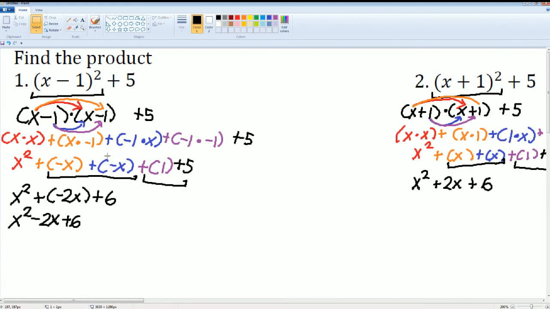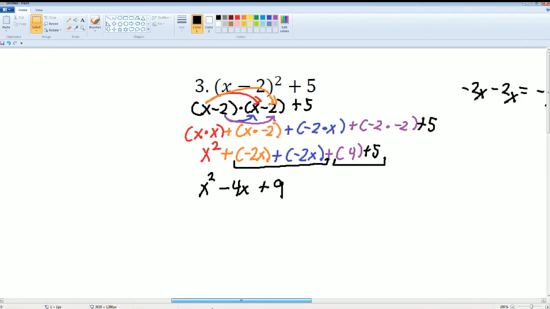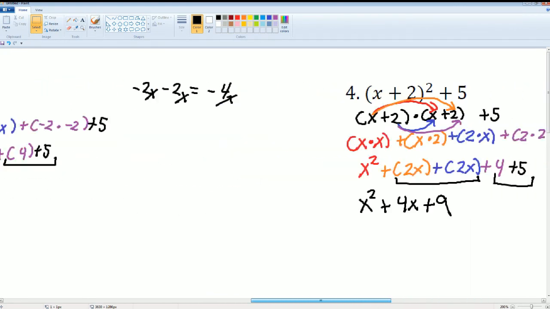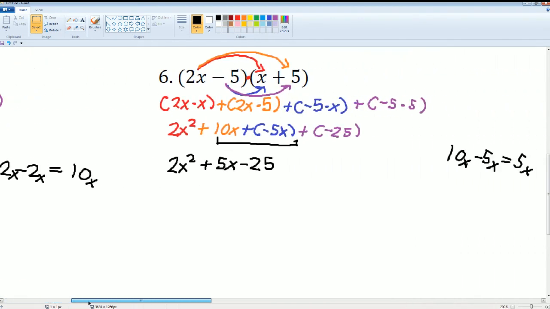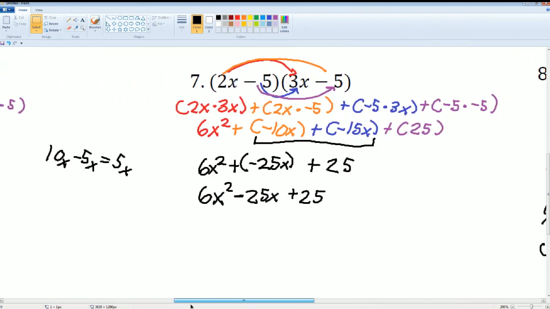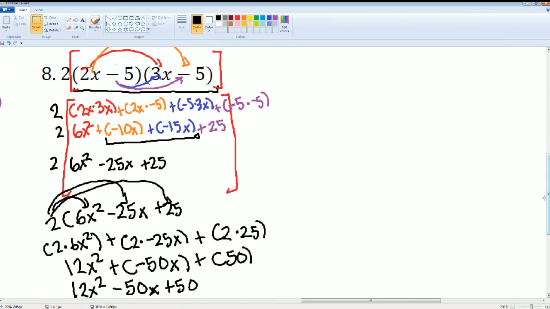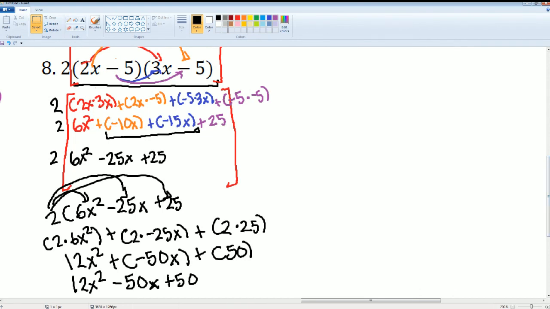So let me review the solutions if you need it. Here's number 1, number 2, number 3, number 4, 5, 6, 7, and that was 8. This is a little bit down here, yep. Okay, there you go. Those are all your solutions.